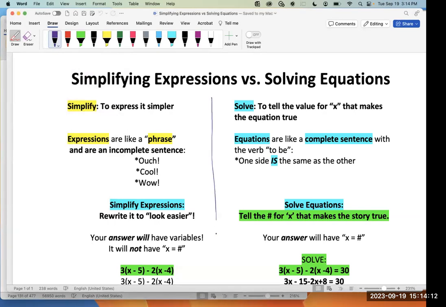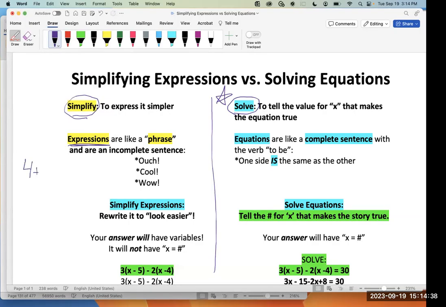So there's a division right here. To simplify is to make it simpler or easier. To solve means tell me the value for x that makes it true. Now, beginning in grade school, teachers will say, solve this problem, 4 plus 5. 4 plus 5 is 9. 4 plus 5 is not an equation. 4 plus 5 is an expression.